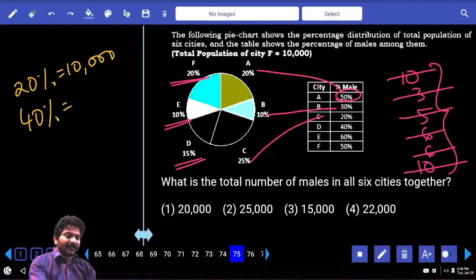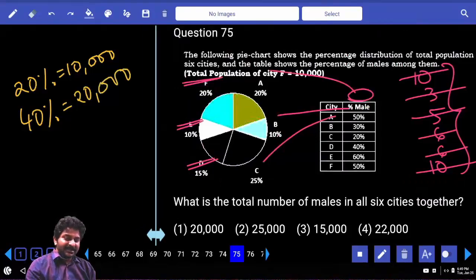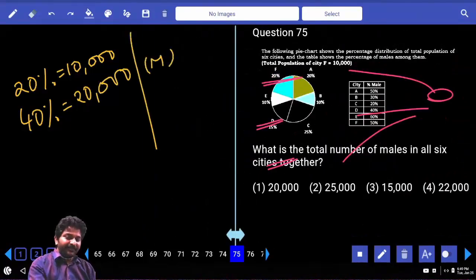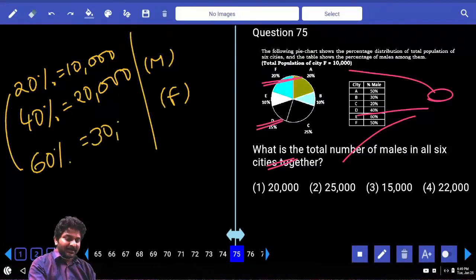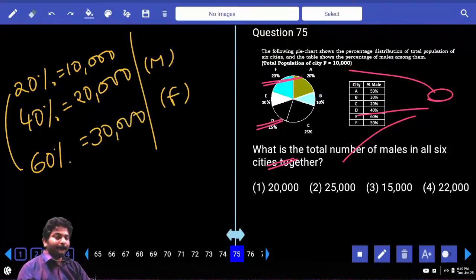Correct? If 20% is 10,000, 40% is? Right. This is about male. In the same question, if you are asked to calculate female, that will be 60% only. 3 times, 30,000. Okay? Are you done? Right.